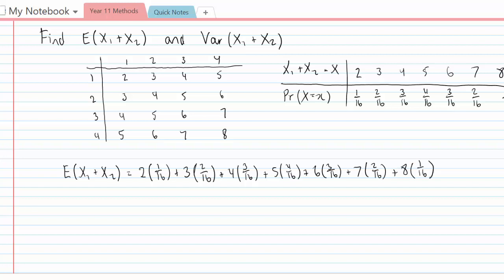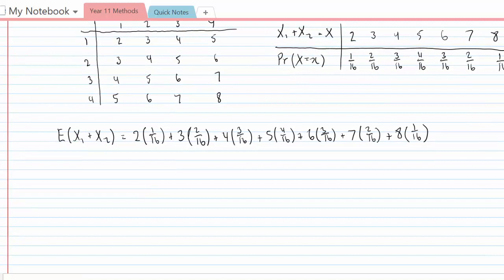Apologies if this stuff's up, my screen's just going nuts at the moment. So, now I'm just going to use the calculator there, so just bear with me for a second.